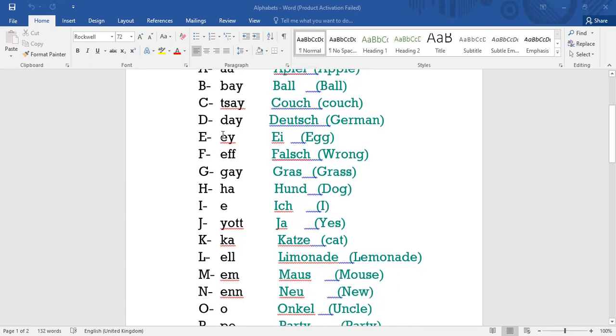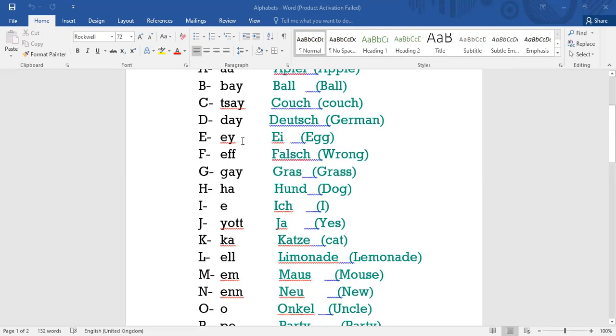And D gives a sound of day. This is Deutsch. Basically, the German language in German is called Deutsch. So this is Deutsch. It means German.